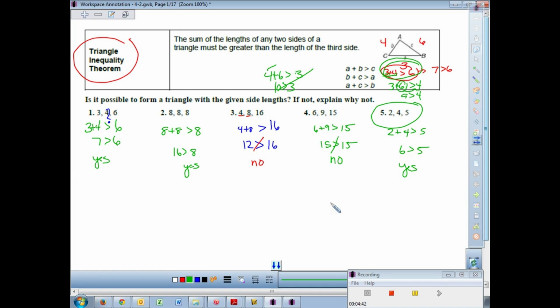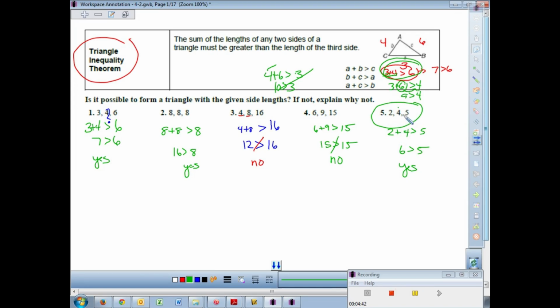Some of you might be thinking, I thought you're supposed to square the two small sides and see if that equals the third side squared. What does that check for when you take a squared plus b squared equals c squared? What's that check for? It is the Pythagorean theorem, but what does that check for? If it's what kind of triangle? If it's a right triangle, the Pythagorean theorem will work. It can still be a triangle, but it might not be a right triangle.